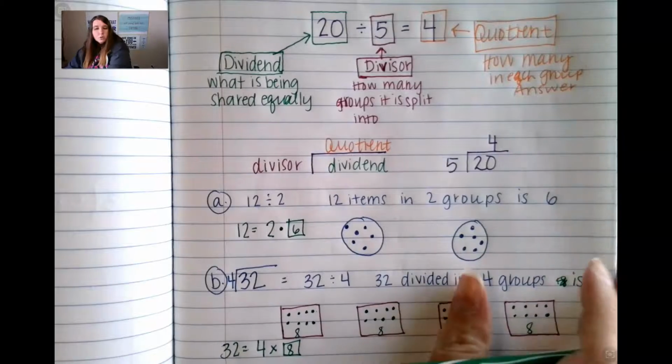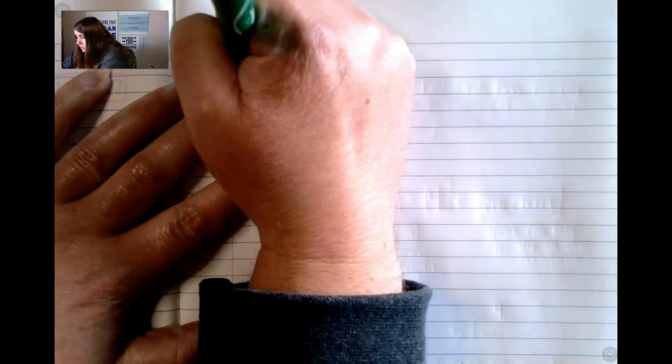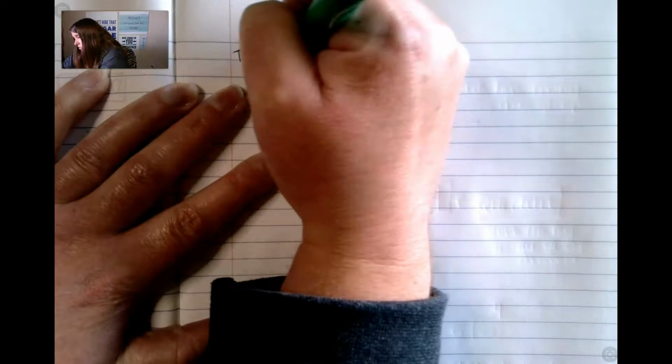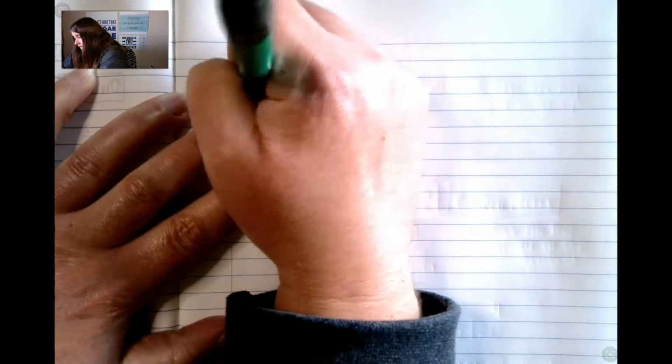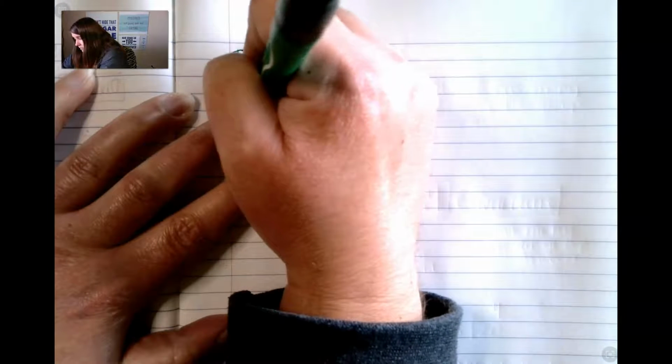All right, it is your turn to do some try-its. We're going to do 2 of them to check your understanding. One using the vocabulary, and then 2, I want to check your understanding of actual division, of what it is. So here is try it number 1. I want you to identify the vocabulary.